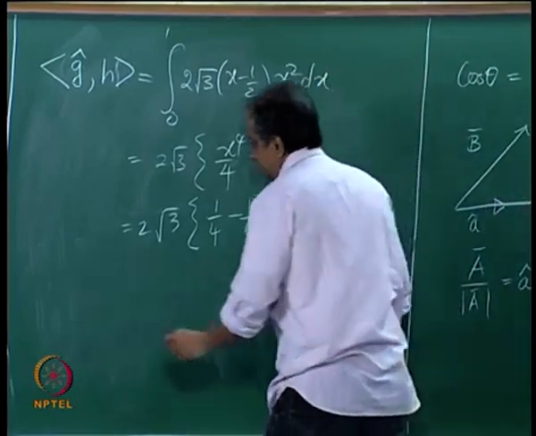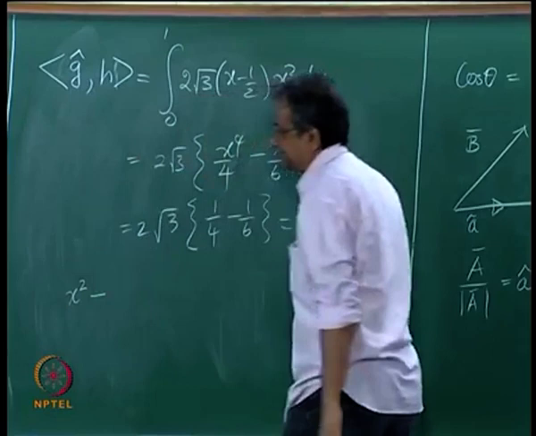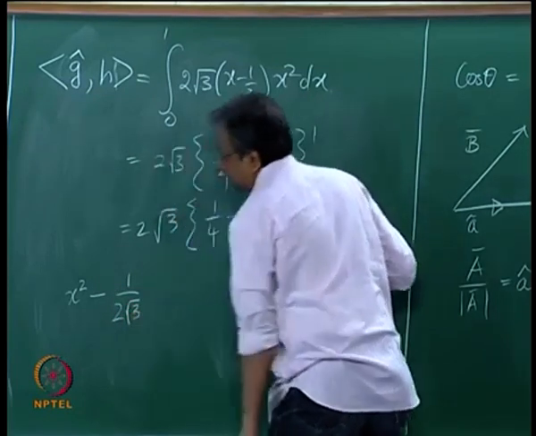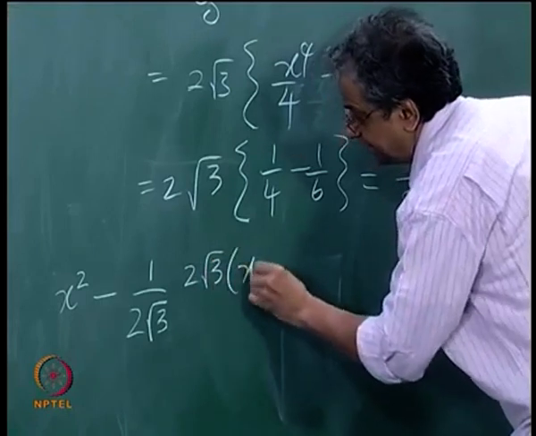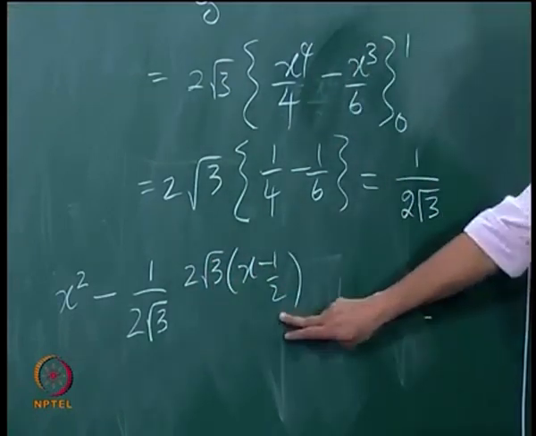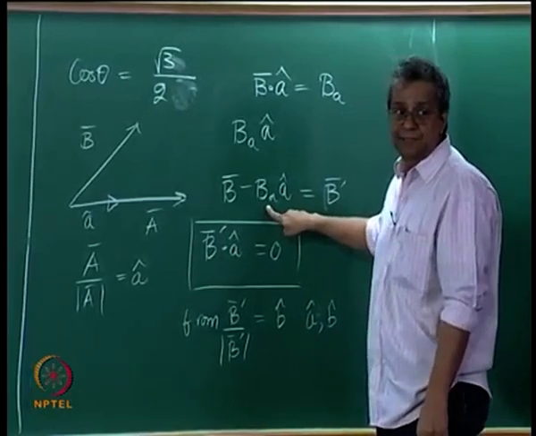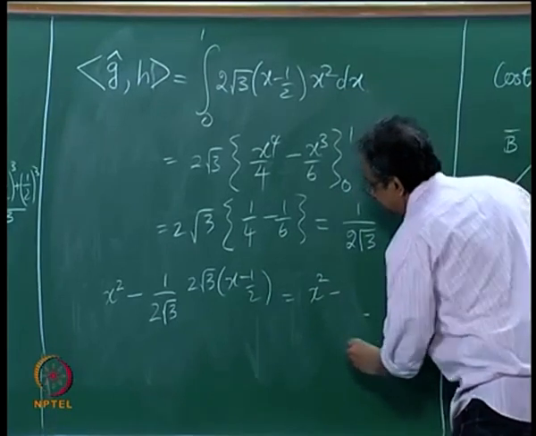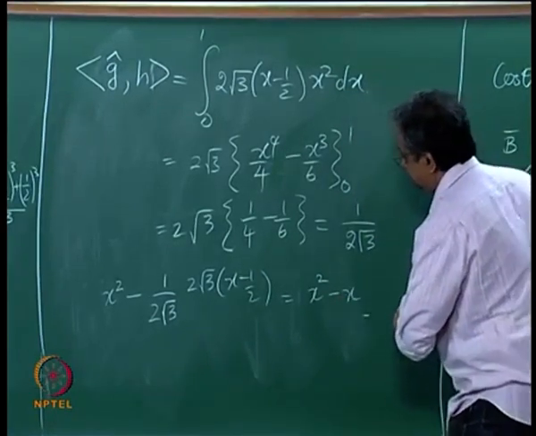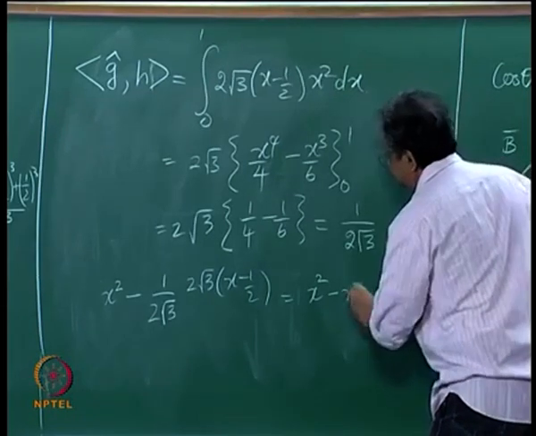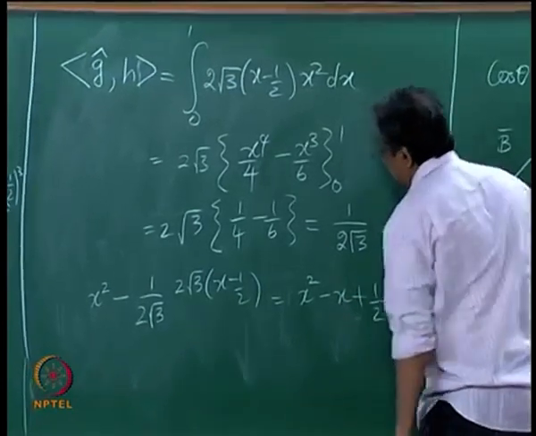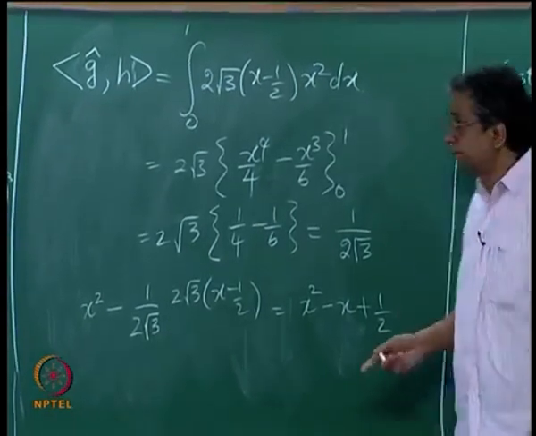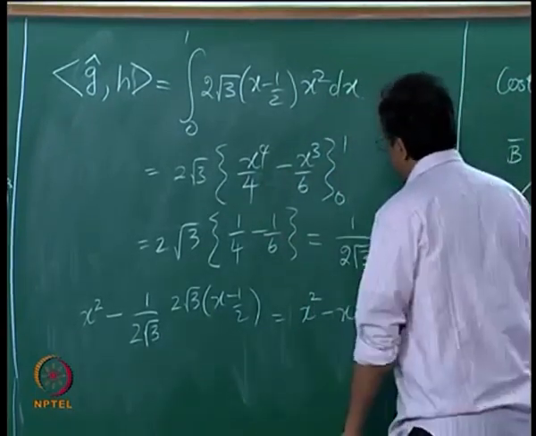So we repeat this process. From h, that is x squared, I subtract out this component. So that is 1 over 2 root 3 times, what is the basis vector? 2 root 3 into x minus half. I am repeating the same process that I did there, b minus ba times a, which of course gives me x squared minus x plus half. That's x squared minus x plus half.